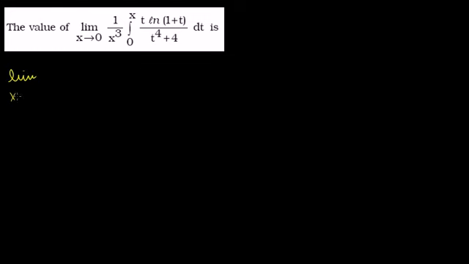This is the limit as x approaches 0 of, let me write this in the numerator, because multiplying by 1 over x to the third is the same thing as dividing by x to the third. So this is the integral from 0 to x of t natural log of 1 plus t, all of that over t to the fourth plus 4 dt, and all of that over x to the third. And now this is probably ringing bells in some of your brains.